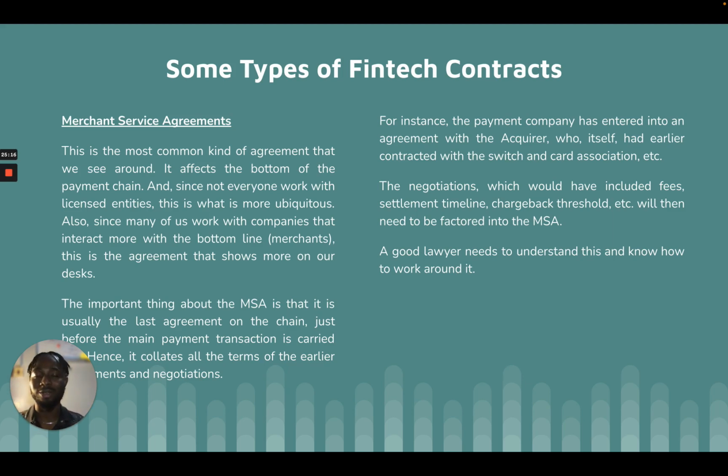Sometimes I've also seen some acquirer agreements that are titled merchant service agreements, but we know that they are not actually merchant service agreements, because the title of an agreement doesn't really matter. It's the content that matters, which is why your recital has to be very key, right? We said that earlier. So the important thing about an MSA is that it is usually the last agreement just before the main transaction. So it collates all the terms.